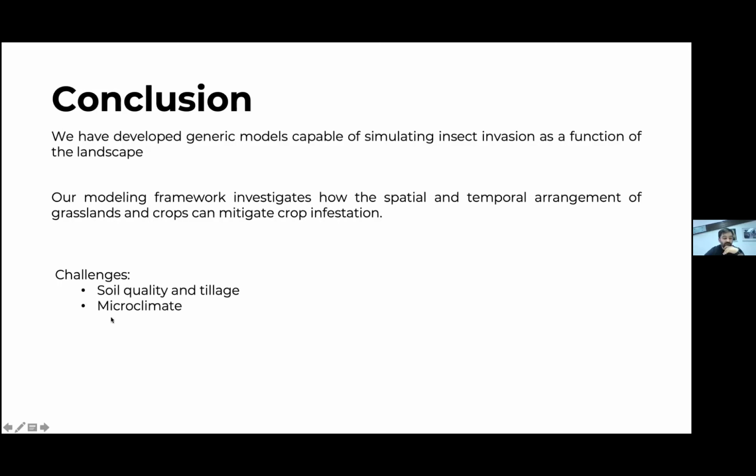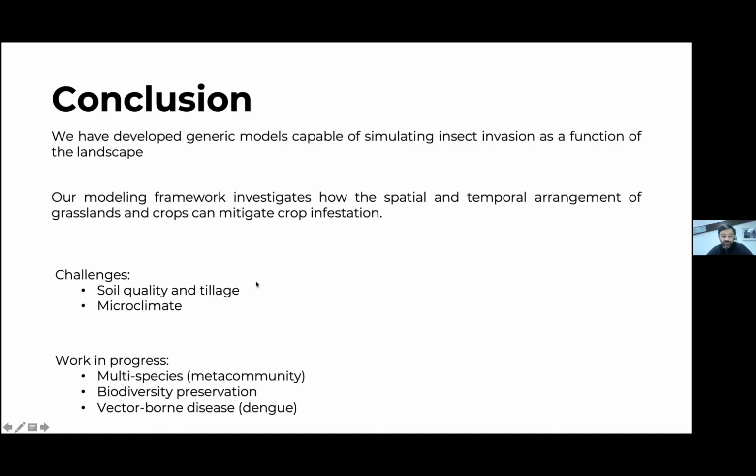One other challenge we are looking at, and normally we should start a PhD, is that we use the global temperature given by some source. But what is actually important is the temperature below the field. So this is very important.